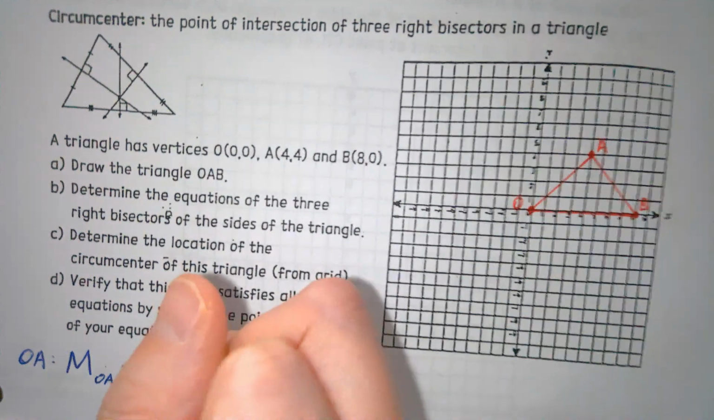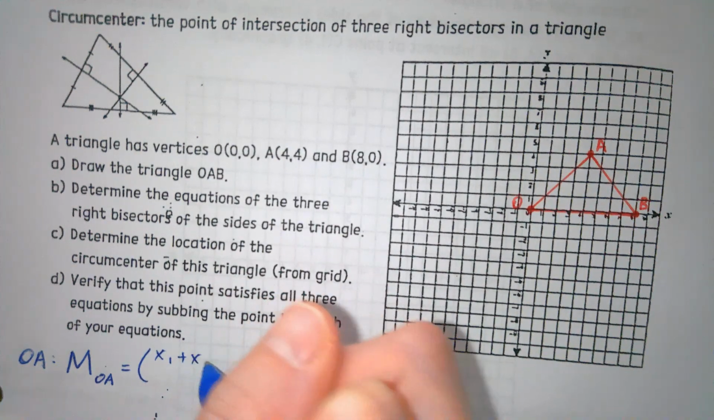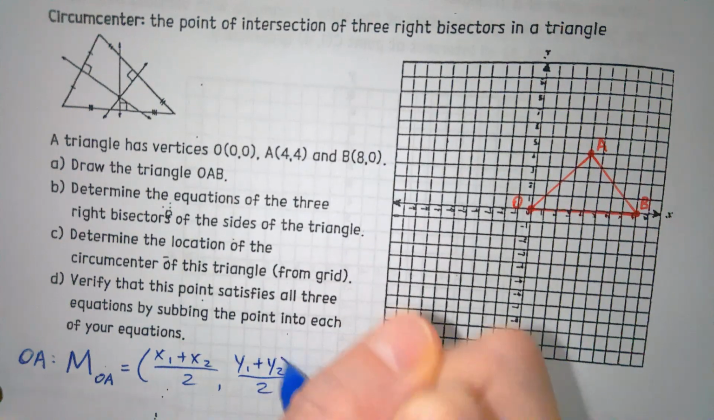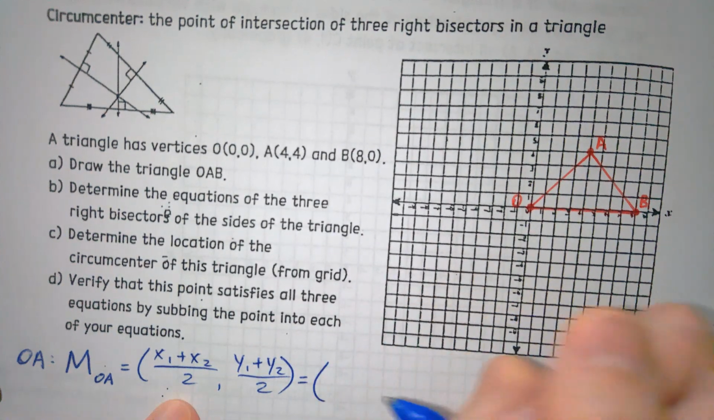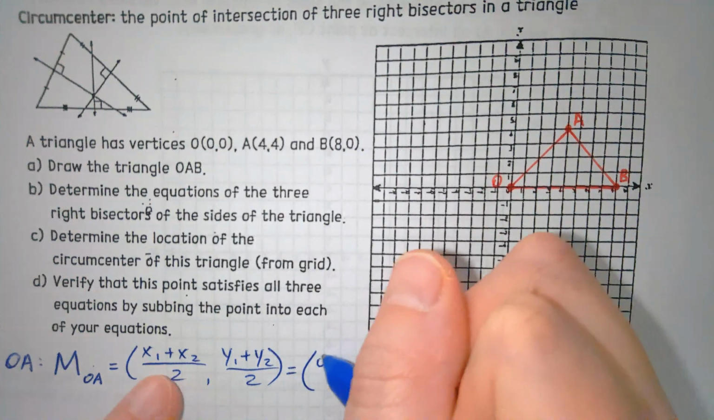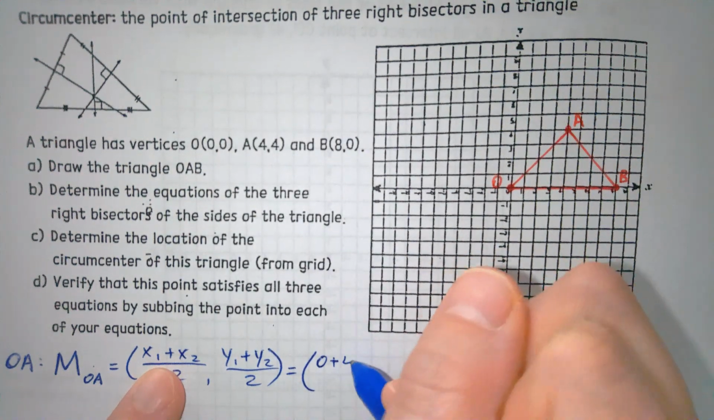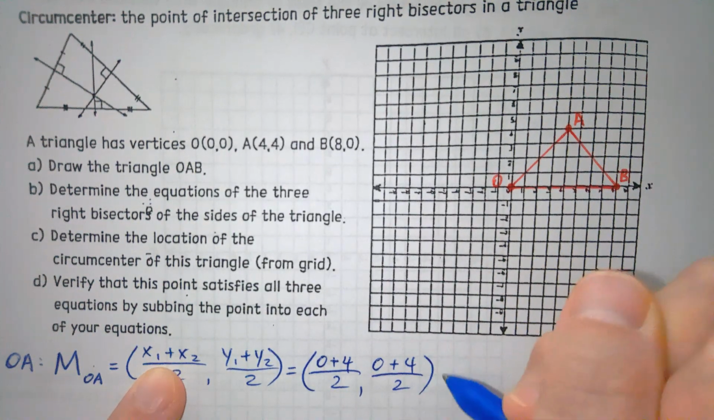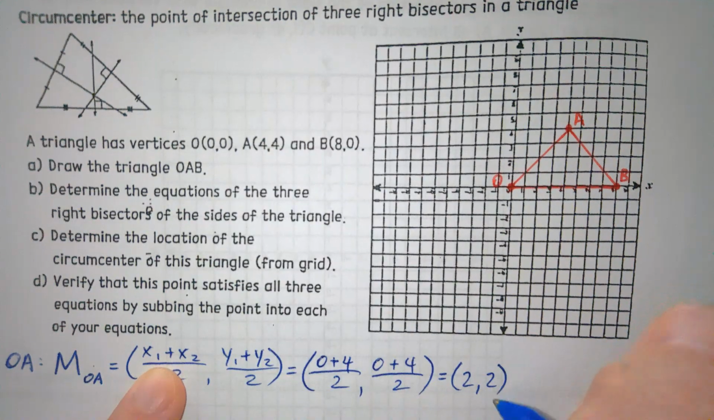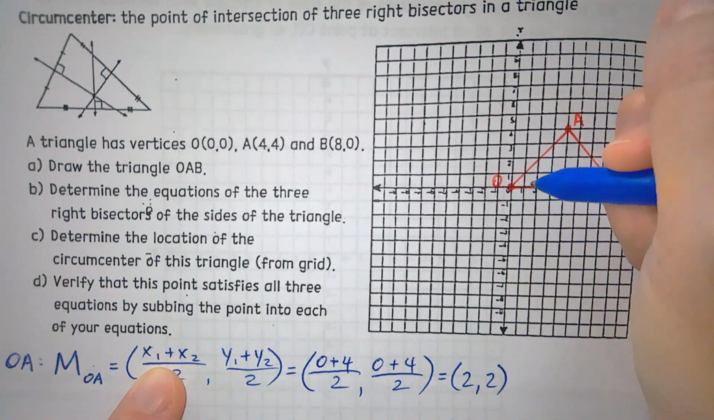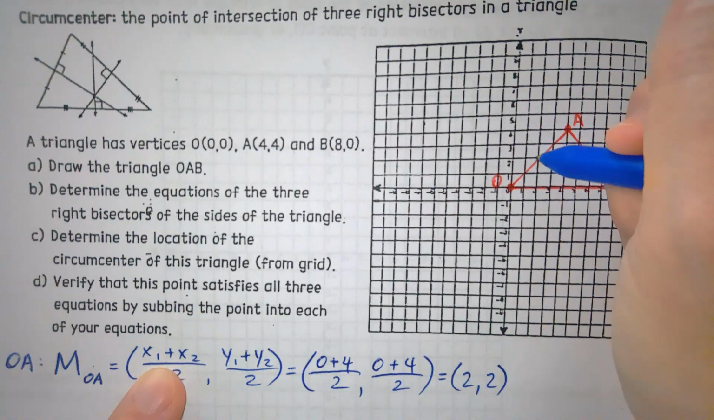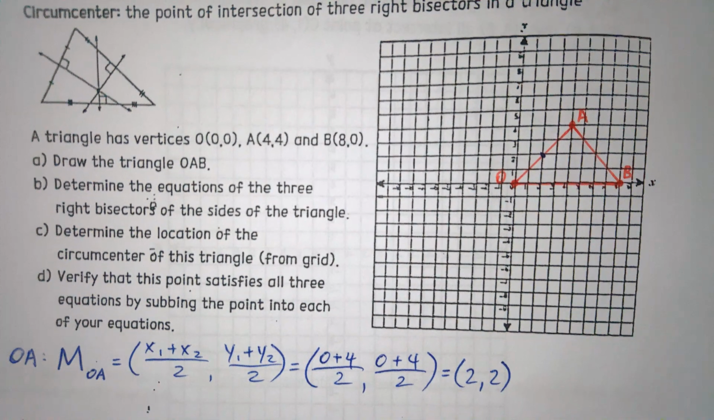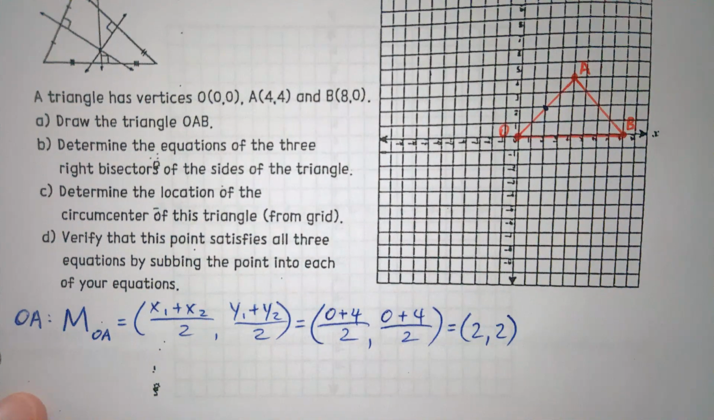Remember the formula, x1 plus x2 divided by 2, y1 plus y2 divided by 2. So 0 plus 4 divided by 2, 0 plus 4 divided by 2. So you get 2, 2. Looks like the midpoint. Yep. Okay. What's next? Remind each other.